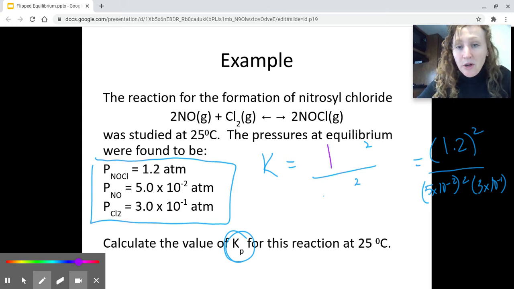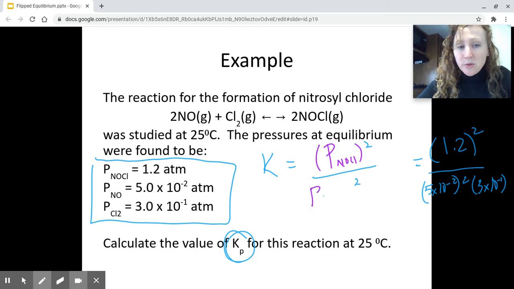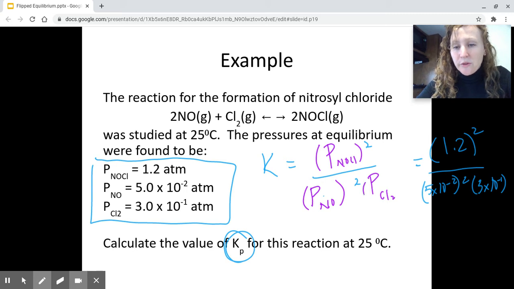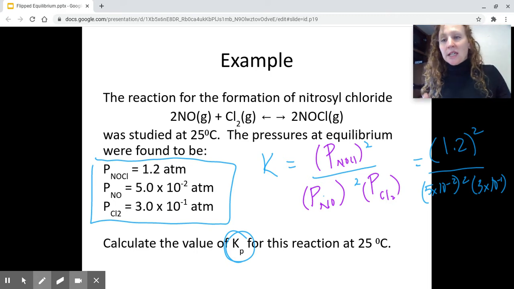So I want the partial pressure of NOCl squared. I want the partial pressure of NO also squared. And then I want the partial pressure of Cl2 raised to the first. Okay, so now I have plugged in my partial pressure values and I can calculate it out and answer.